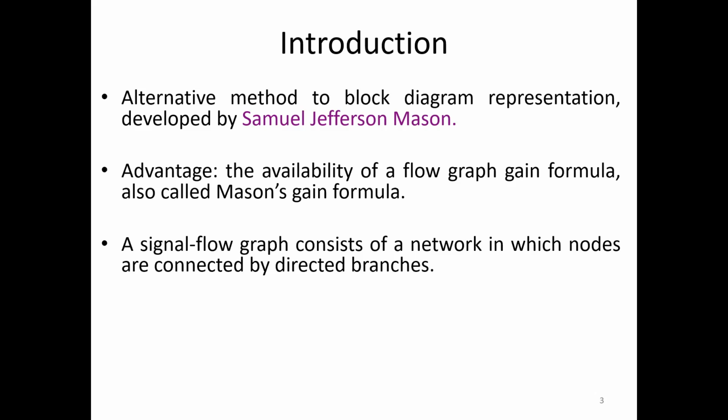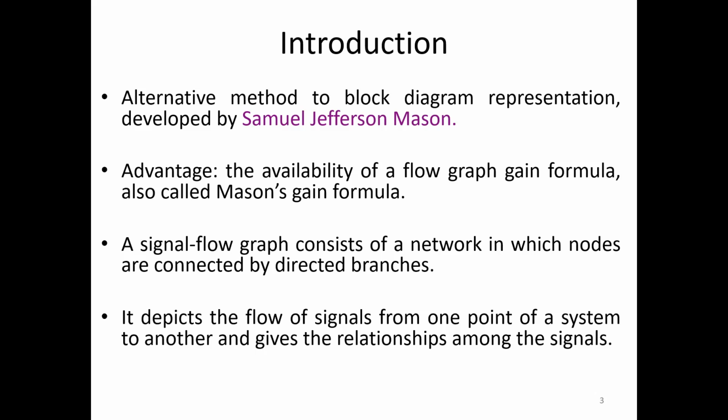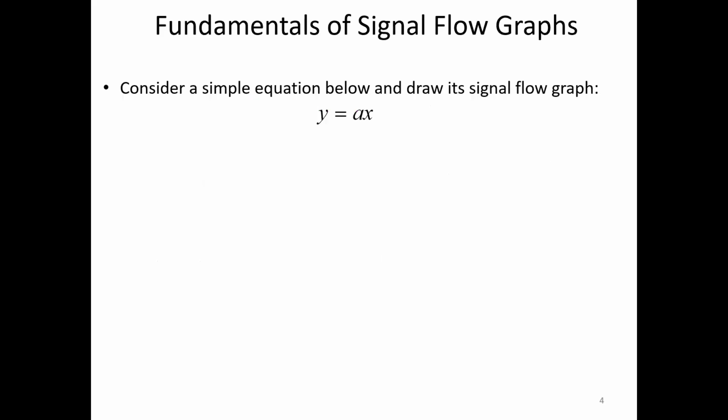A signal flow graph consists of nodes and connecting branches, directed connecting branches. That's all. So signal flow graph consists of nodes and the branches which will be connecting these nodes, which have got direction also. We get to know how signals are flowing from one point to the other point, and signal relationships, interdependencies, all those things, we will easily get to know in a signal flow graph.